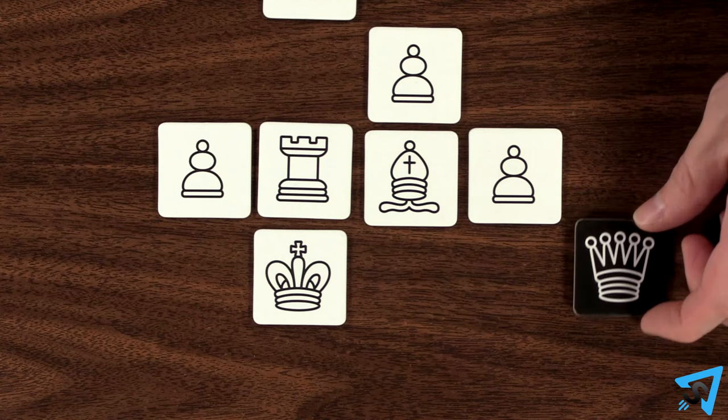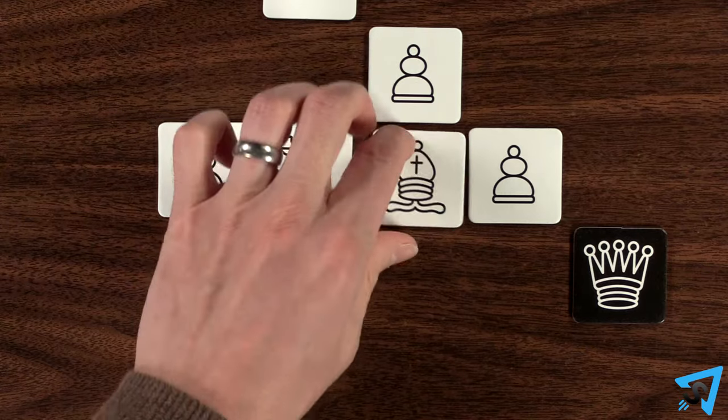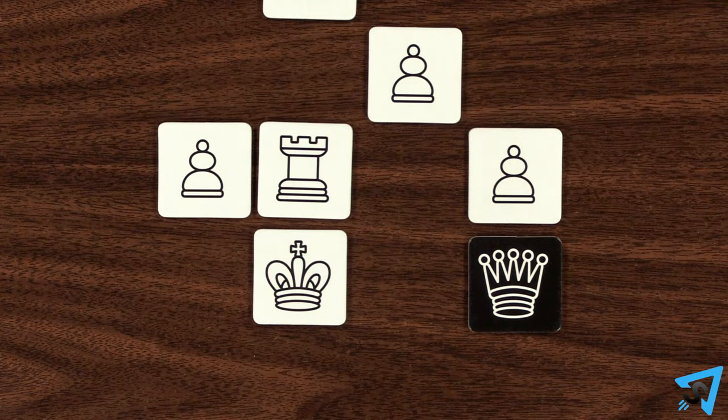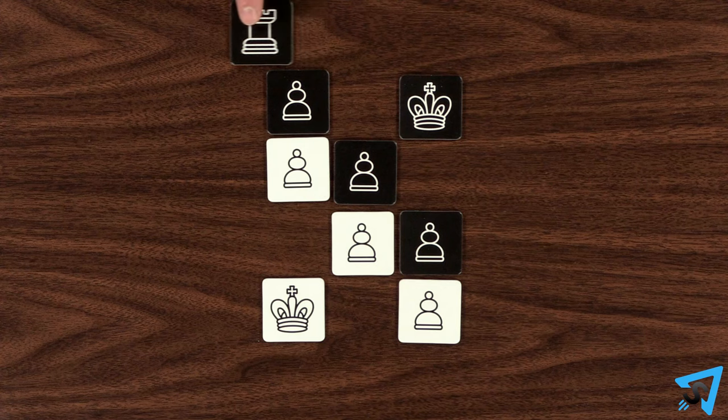If your king is threatened, called check, then you must make a legal move to escape the threat. If you can't, then you lose. If you are unable to make any legal move and your king is not in check, then the game ends in a draw.